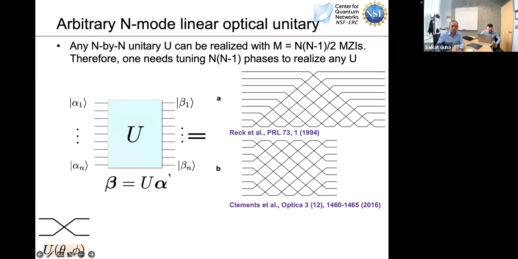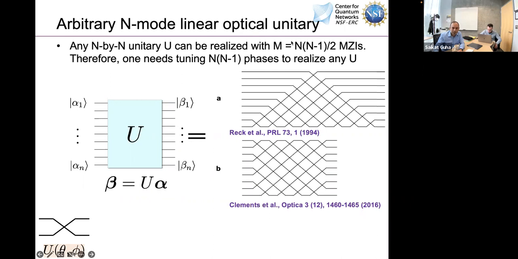Okay, so one can show that a general n-port interferometer can be decomposed in this way, where each of these tiny crosses that you're seeing here is a Mach-Zehnder interferometer, which, as you remember, has two unspecified phases and two 50-50 beam splitters. So, how many beam splitters do you need? Well, you need n times (n minus 1) over 2 Mach-Zehnder interferometers.